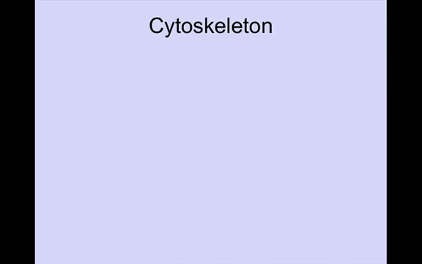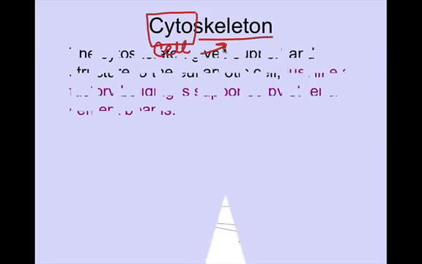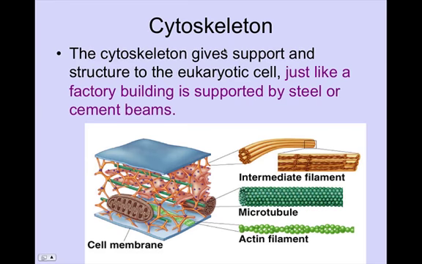Cytoskeleton. If you think about it, the word cyto means cell, and I think you know what a skeleton is. So this would be the cell skeleton. This is what gives the cell its structure. So the cytoskeleton gives, once again, support and structure to the eukaryotic cell. If we're going to compare it to a factory, just like a factory building is supported by steel and cement beams, the cytoskeleton gives support to the cell.